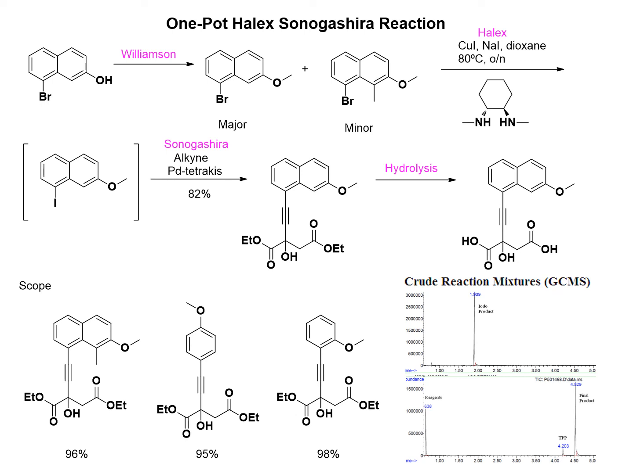I then explored the scope of different aryl iodides and was able to achieve 95% yield or better. The GCMS of the crude reaction mixture showed clean aryl bromide conversion to the aryl iodide. Once aryl iodide was consumed, the crude reaction mixture showed final product with the triphenylphosphine impurity. This methodology worked for a broad scope of electron-rich aryl bromides. Crude reaction mixtures were clean, and isolated yields after purification ranged from good to excellent.